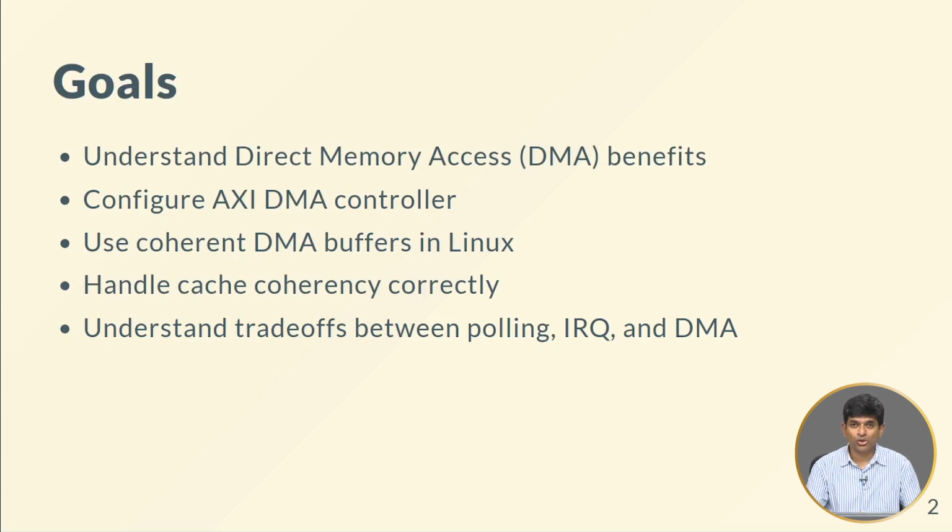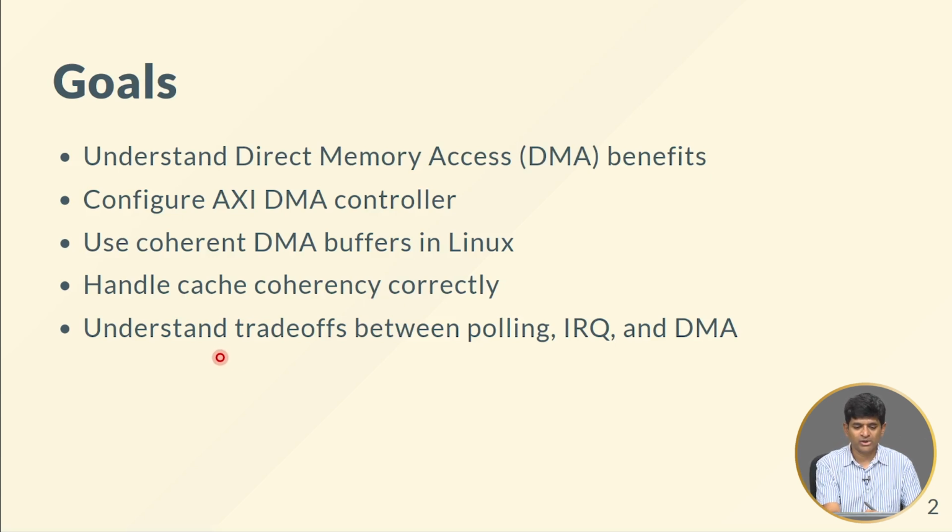Broadly speaking, the goals of this set of videos for this week are to understand the concept of direct memory access, DMA, and its benefits. We will also look at how we configure the AXI DMA controller, in particular the register map that it has and how we need to allocate memory in order to use it with AXI DMA. We will use coherent DMA buffers, which are allocated through memory management in Linux, and this comes into play when we need to handle cache coherency.